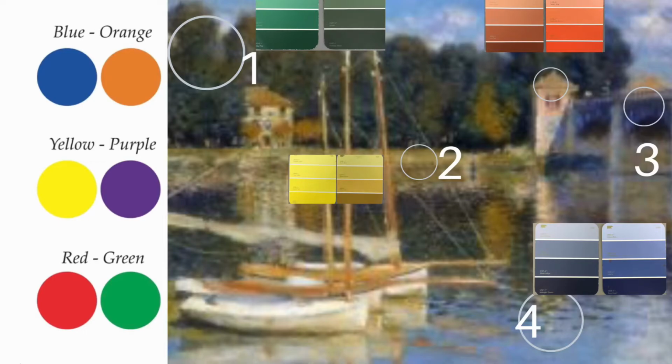Now let's go to step number 3, which is the chroma step. The green of the trees definitely looks neutralized to me, so we would be neutralizing it with red. Let's go on to number 2 and try the system again.